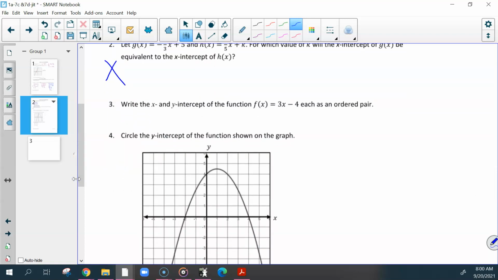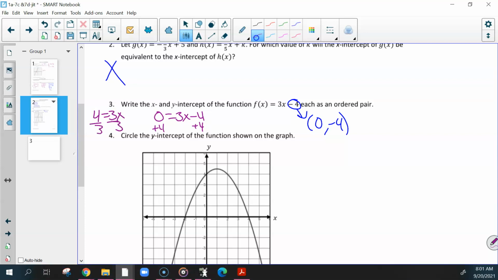For number 3, we need to write the x and y-intercept as an ordered pair. The y-intercept we don't need to solve for because it was given to us. The x-intercept you did need to solve for. 0 equals 3x minus 4, add 4, and divide by 3. So our x-intercept would be at (4/3, 0).